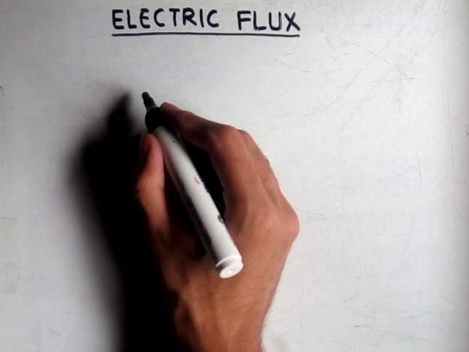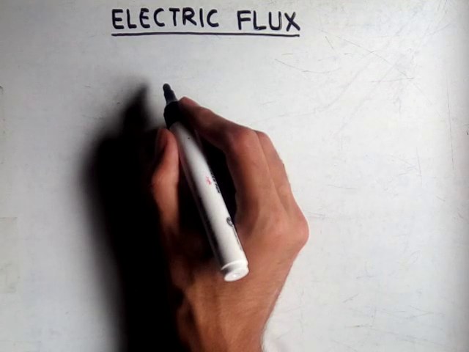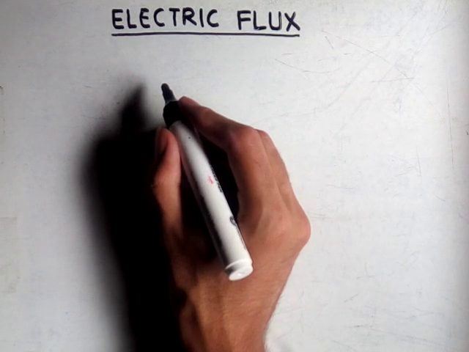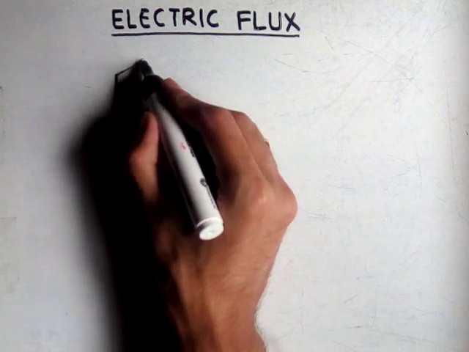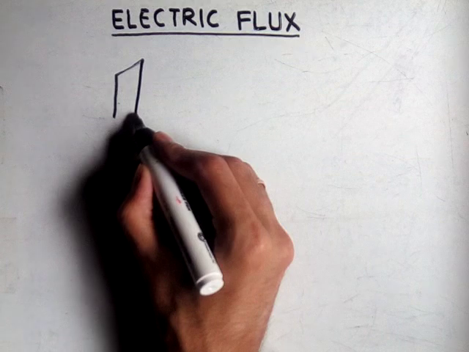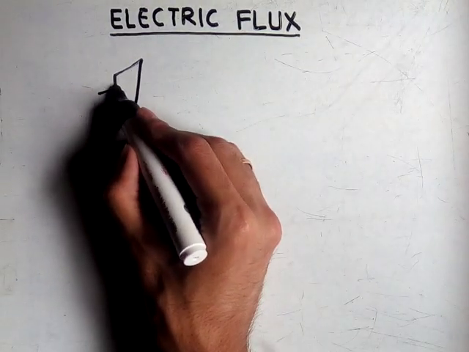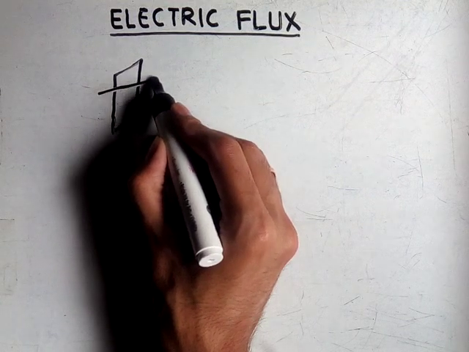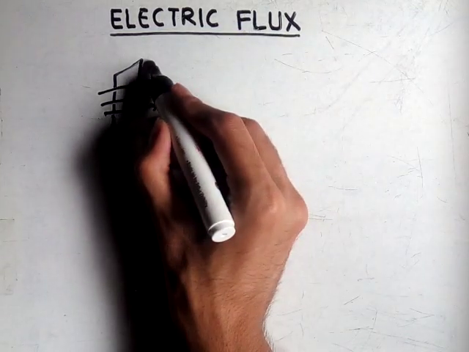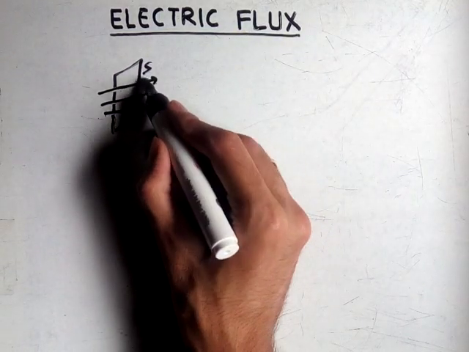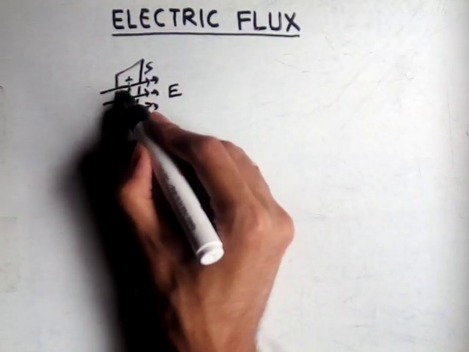Electric flux is defined as the electric field lines passing through a surface. Then what is actually the surface? Let us draw the surface like this, and the electric field lines passing through it like this. So let us denote the surface by S and the electric field lines by E, carrying the positive charge.